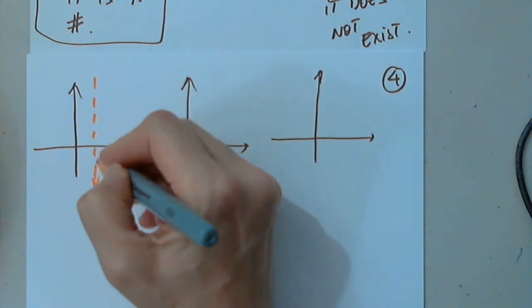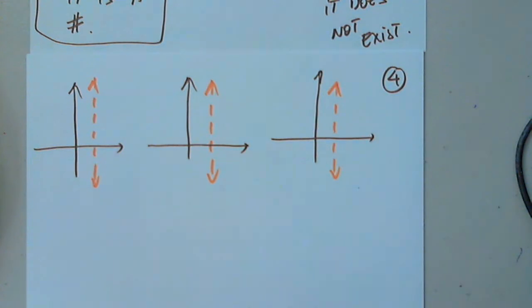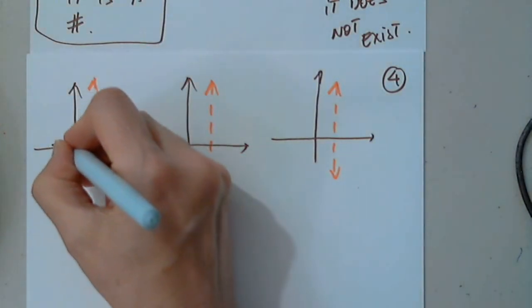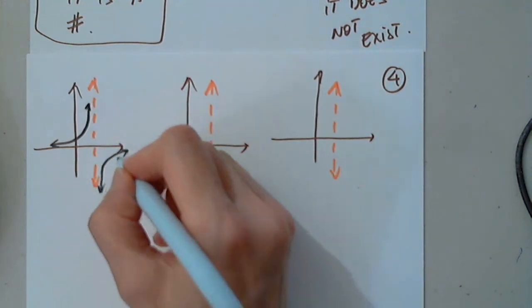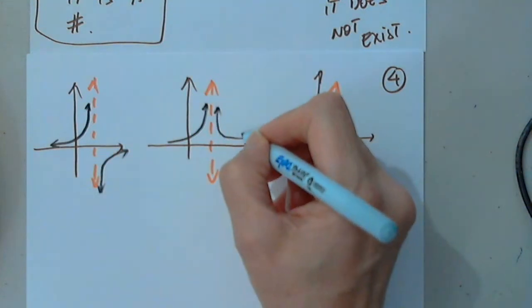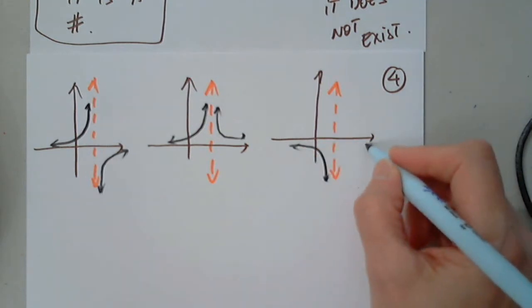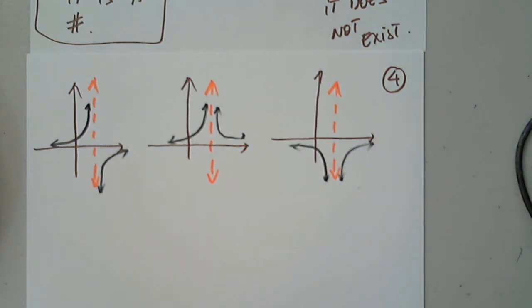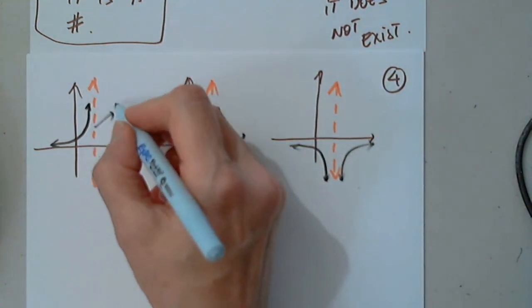Very few differences. Okay, this is not part of the graph. That's why I didn't graph it as a solid. This is just a vertical asymptote, this.